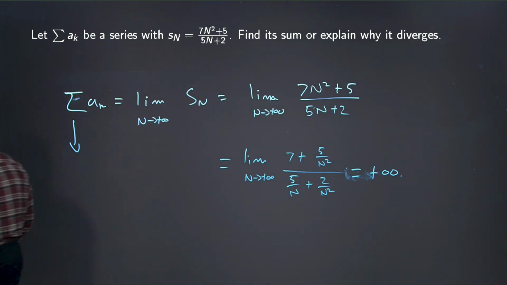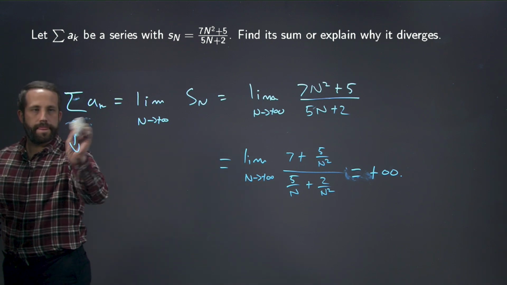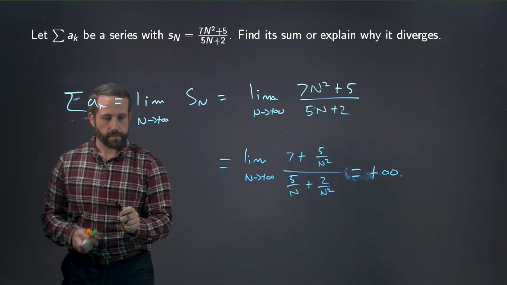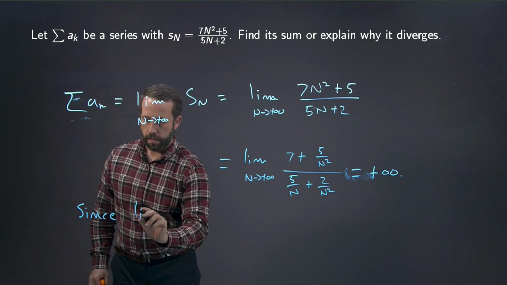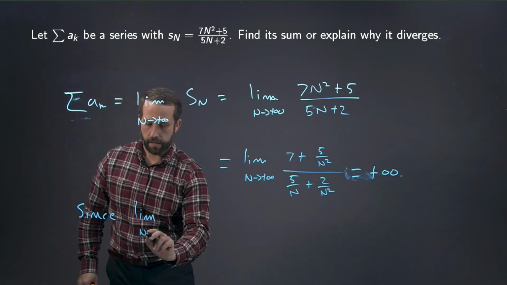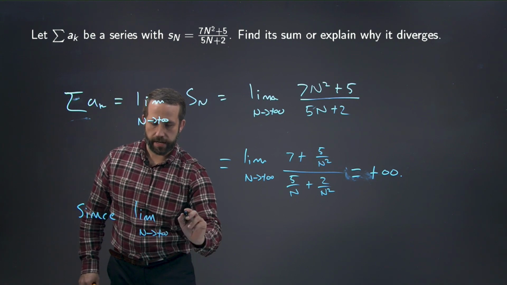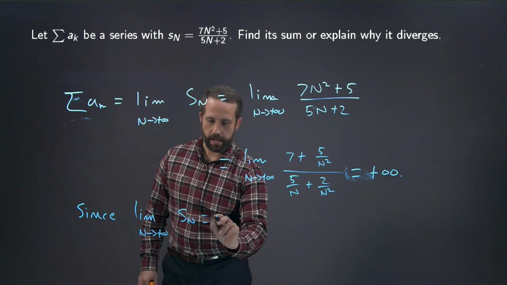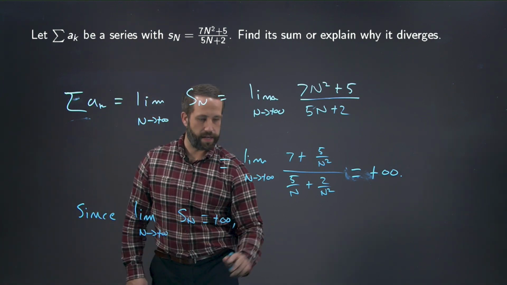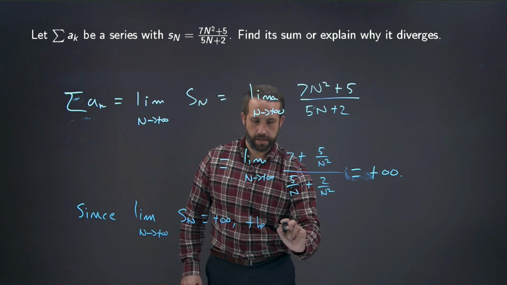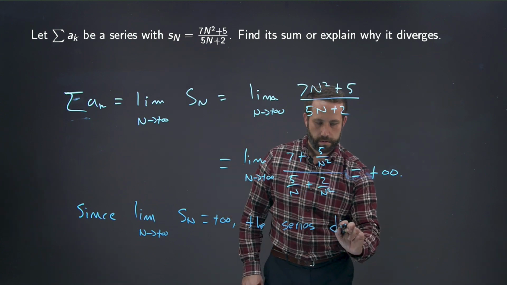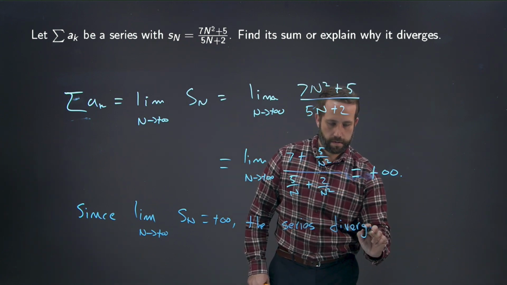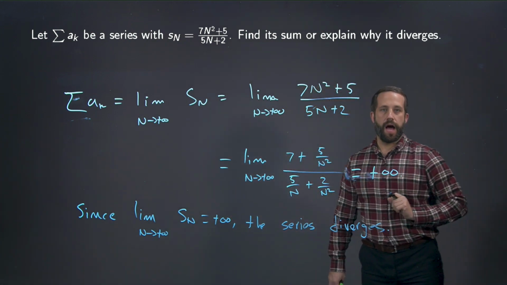Sorry, I didn't mean to do that. Since the limit as n goes to infinity of Sn is equal to positive infinity, the series diverges. Okay, and that is it.